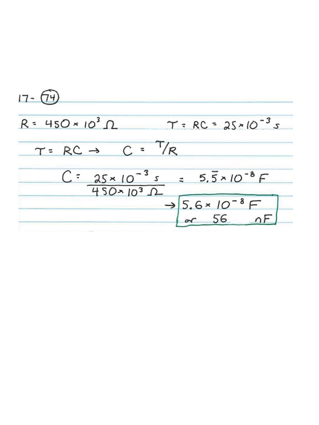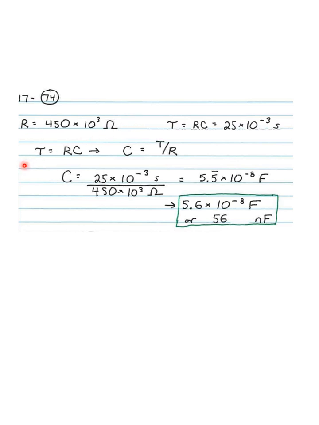Number 74, how large a capacitor should you combine with a 450 kiloohm resistor to make an RC time constant of 25 milliseconds? Remember that the time constant, I use the letter tau here, is R times C. It wants 25 milliseconds. That's 25 times 10 to the negative 3 seconds. We're given the resistance of 450 times 10 to the 3rd ohms.